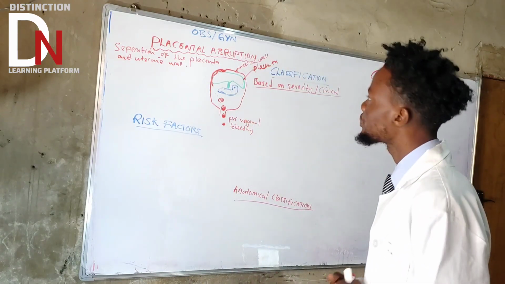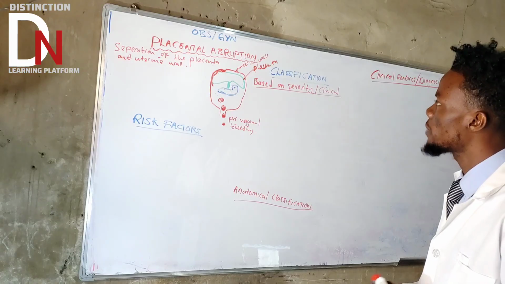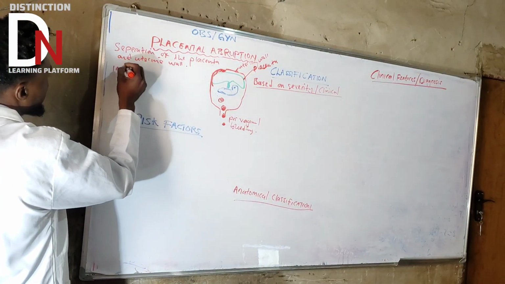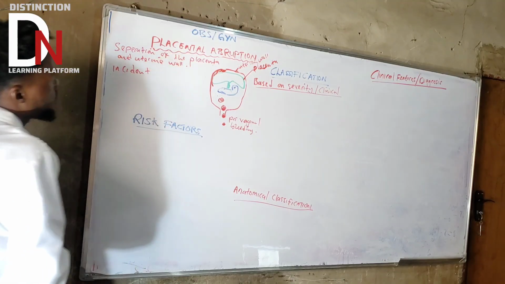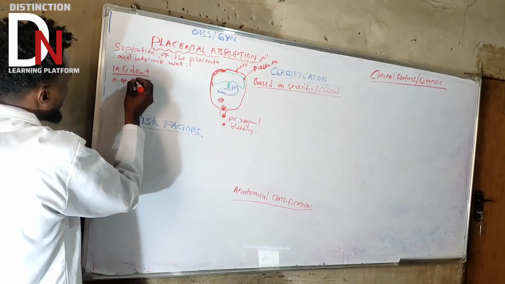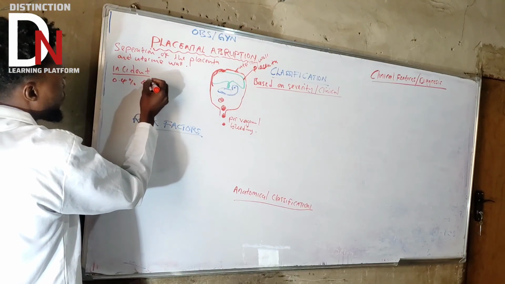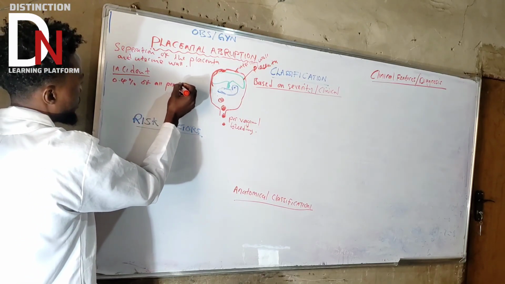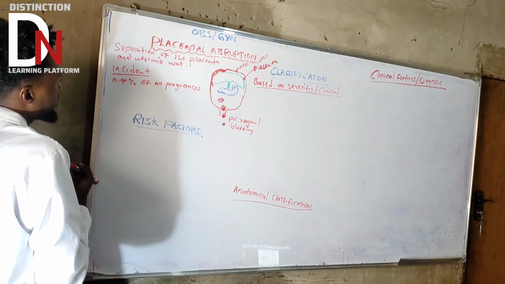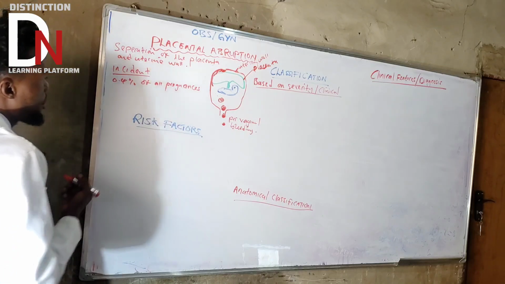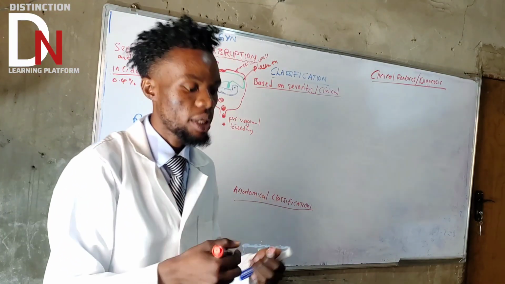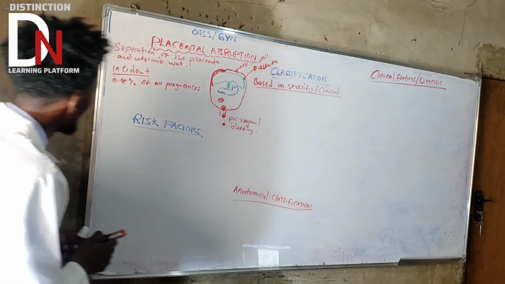Very, very important. Now let's talk about something else. What did we say about the incidence of placental abruption? We said it's about 0.4% of all pregnancies. The same applies to Zambia as well, and also worldwide, according to the research.